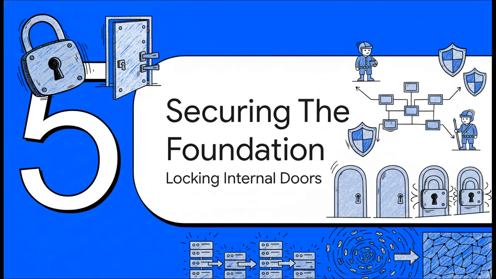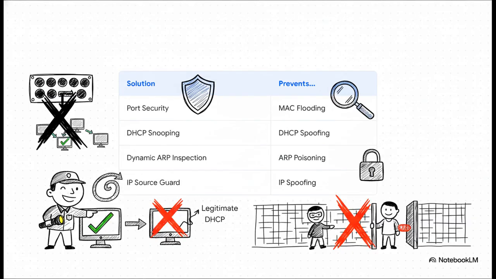We obviously can't leave our foundation exposed like that. It's time to start locking the internal doors and posting some guards in the hallways. This is how we fight back. These are specific features, our secret weapons, that you can enable on your switches. Take port security, for example. It limits how many devices can connect to a single port, which stops those MAC flooding attacks cold.